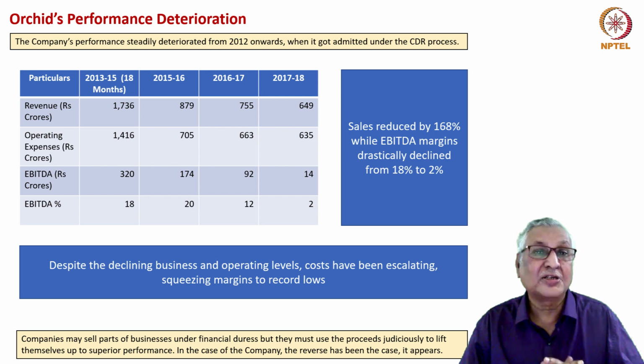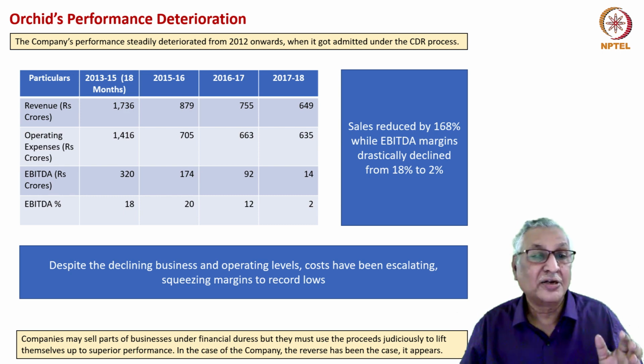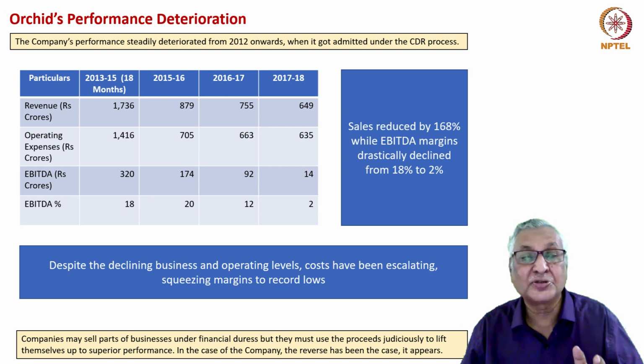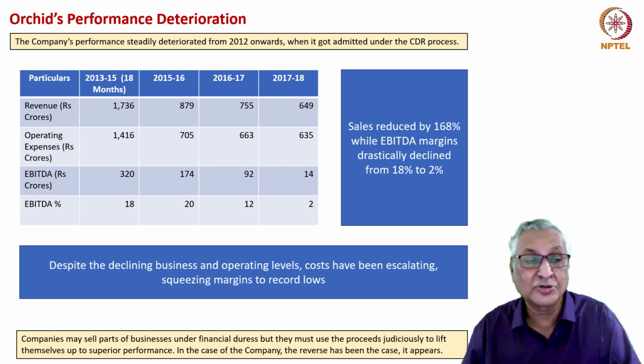You can see here Orchid's performance deterioration from the 2013-15 18-month period to 2017-18, the year it got admitted under the IBC. Revenue declined by 50%, from 1736 crore rupees to 649 crore rupees. Operating expenses declined but not in the same proportion. EBITDA, earnings before interest, taxes and depreciation, reduced from 320 crores to 14 crores. EBITDA percentage had a steep fall from 18% to 2%.